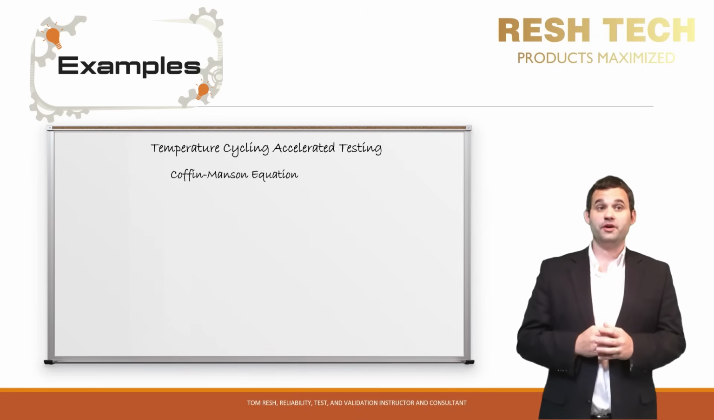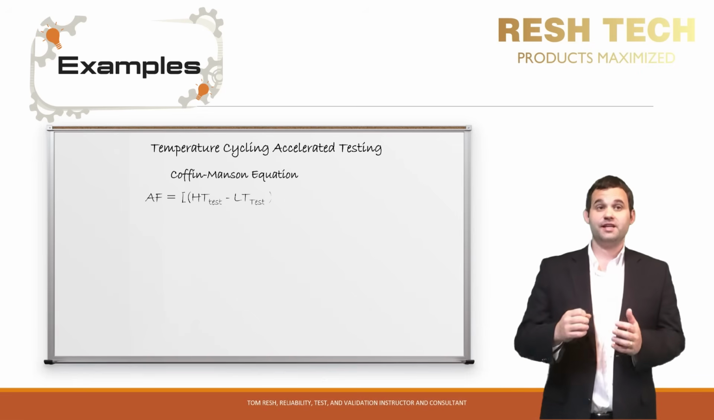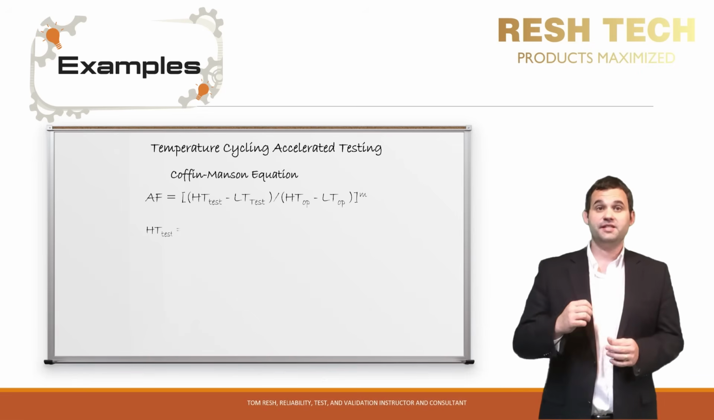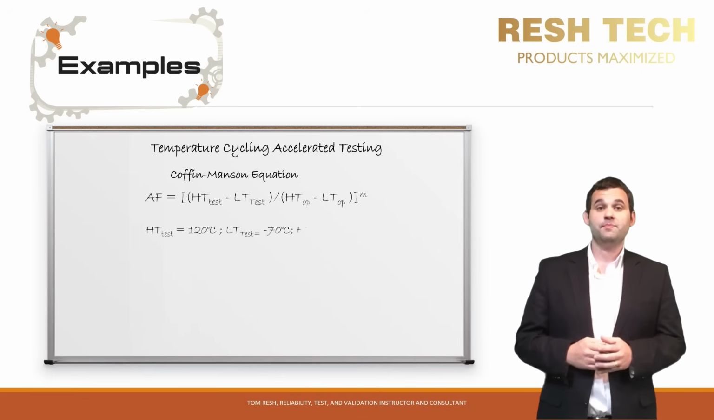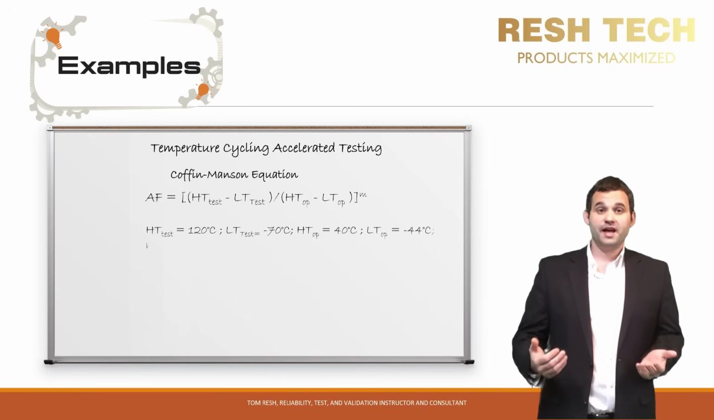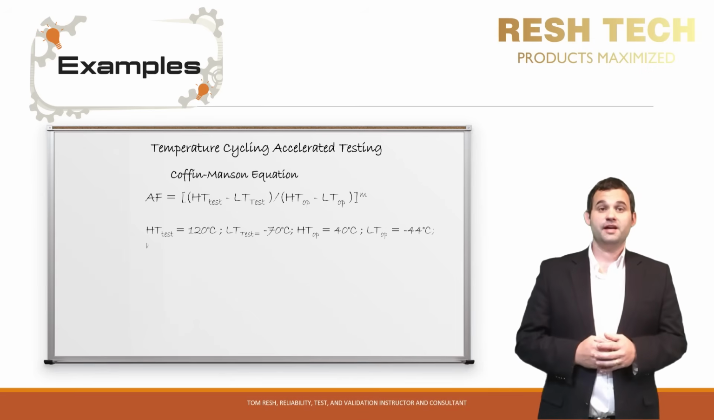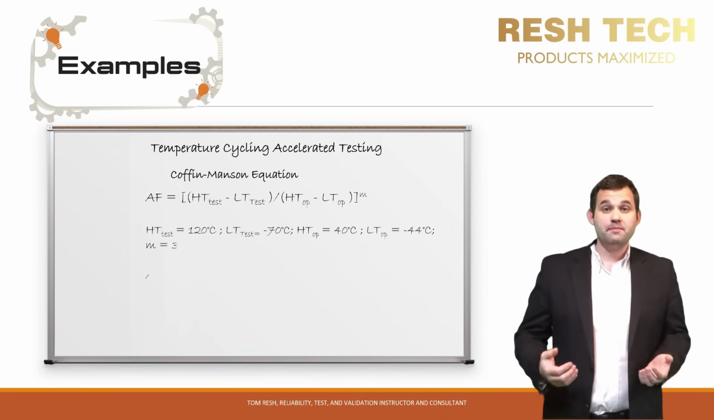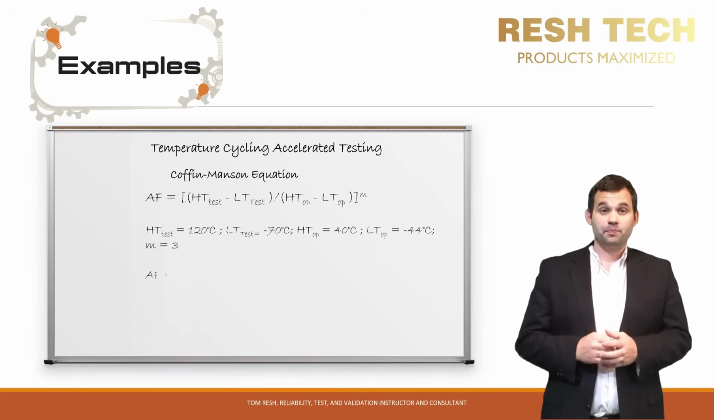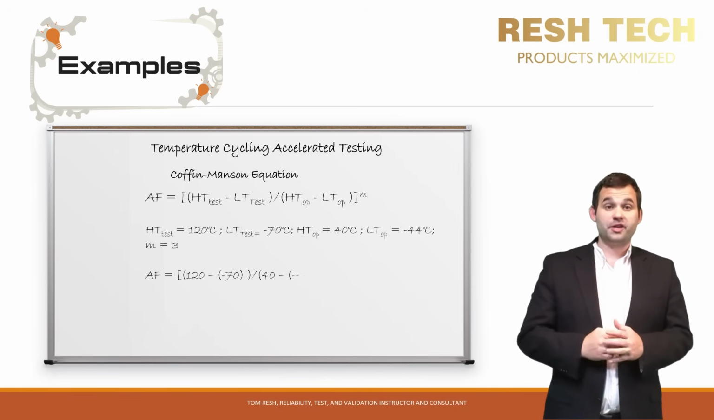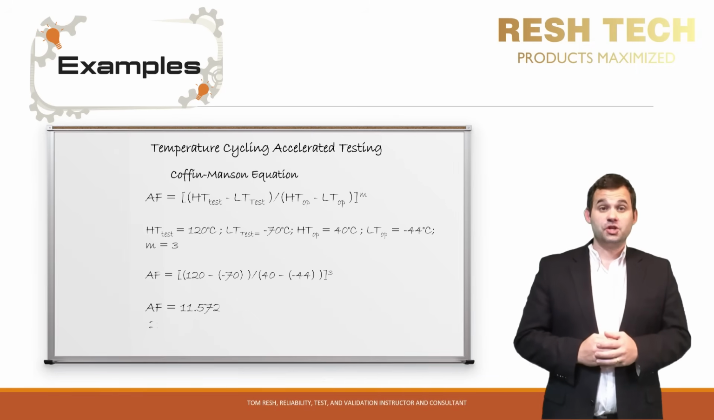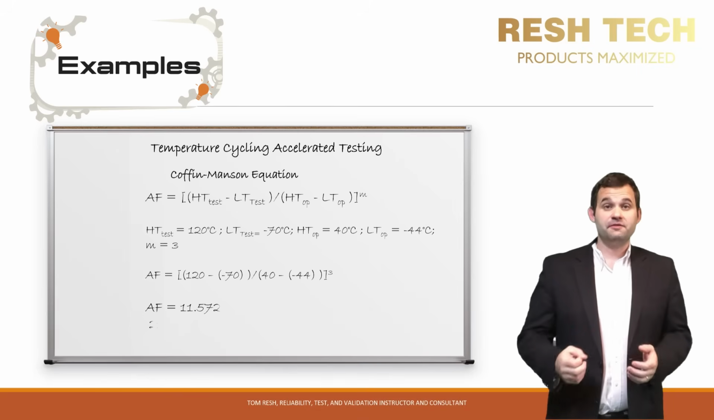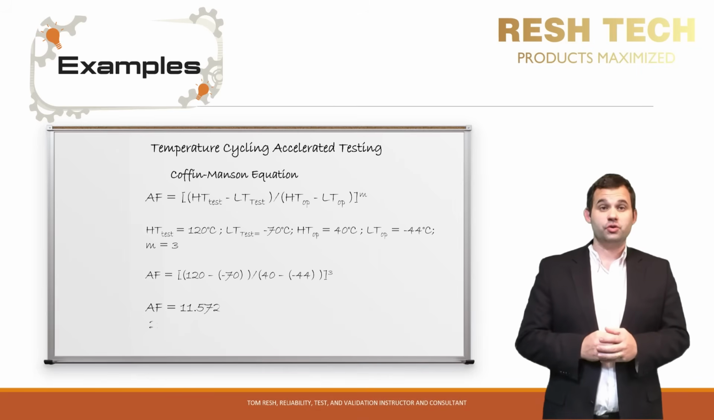Plugging in our known values, we get HT test equals 120 degrees C, LT test as negative 70 degrees C, HT op as 40 degrees C, and LT op as minus 44 degrees Celsius. We will use an arbitrary value of m equals 3 in this example. Let's plug these values into the equation. Solving the equation, we get an acceleration factor of 11.572.